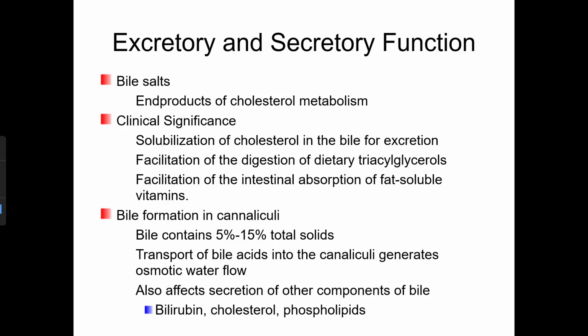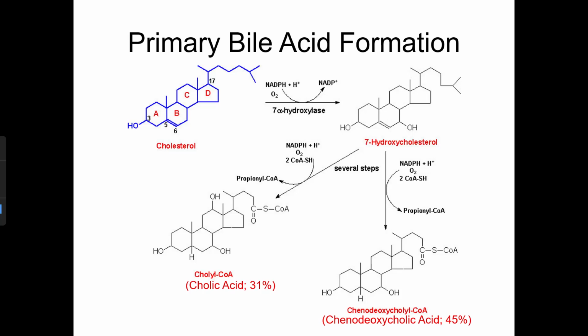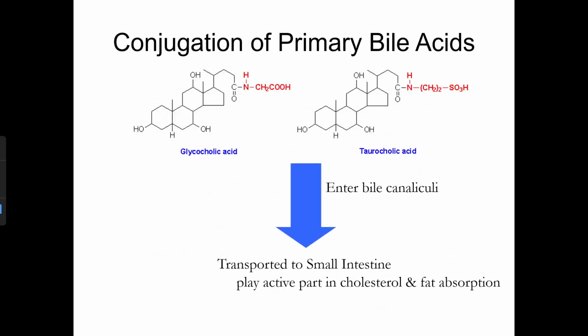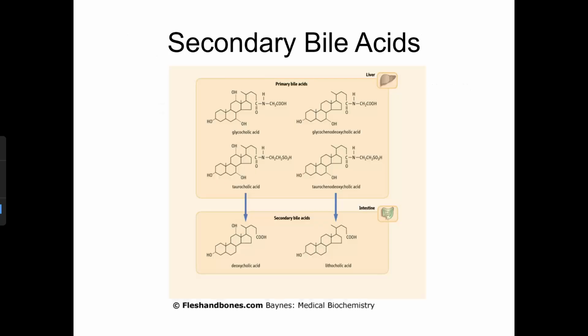cholesterol, phospholipids. And this just shows diagrams of cholesterol, hydroxycholesterol, CoA, and chenodeoxycholyl-CoA, and the different functional groups that define them. Once the primary bile acids are conjugated, they're transported to the small intestine and play an active part in cholesterol and fat absorption.